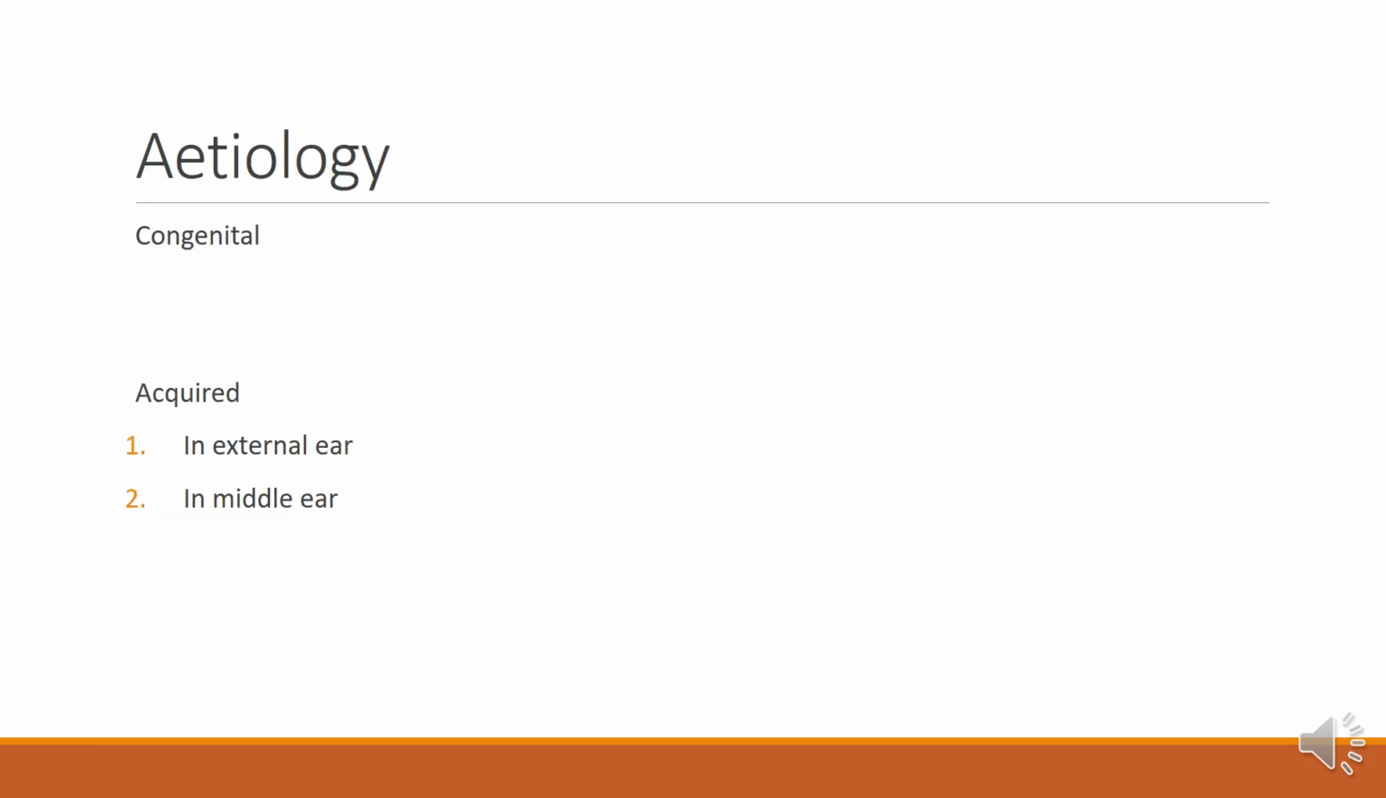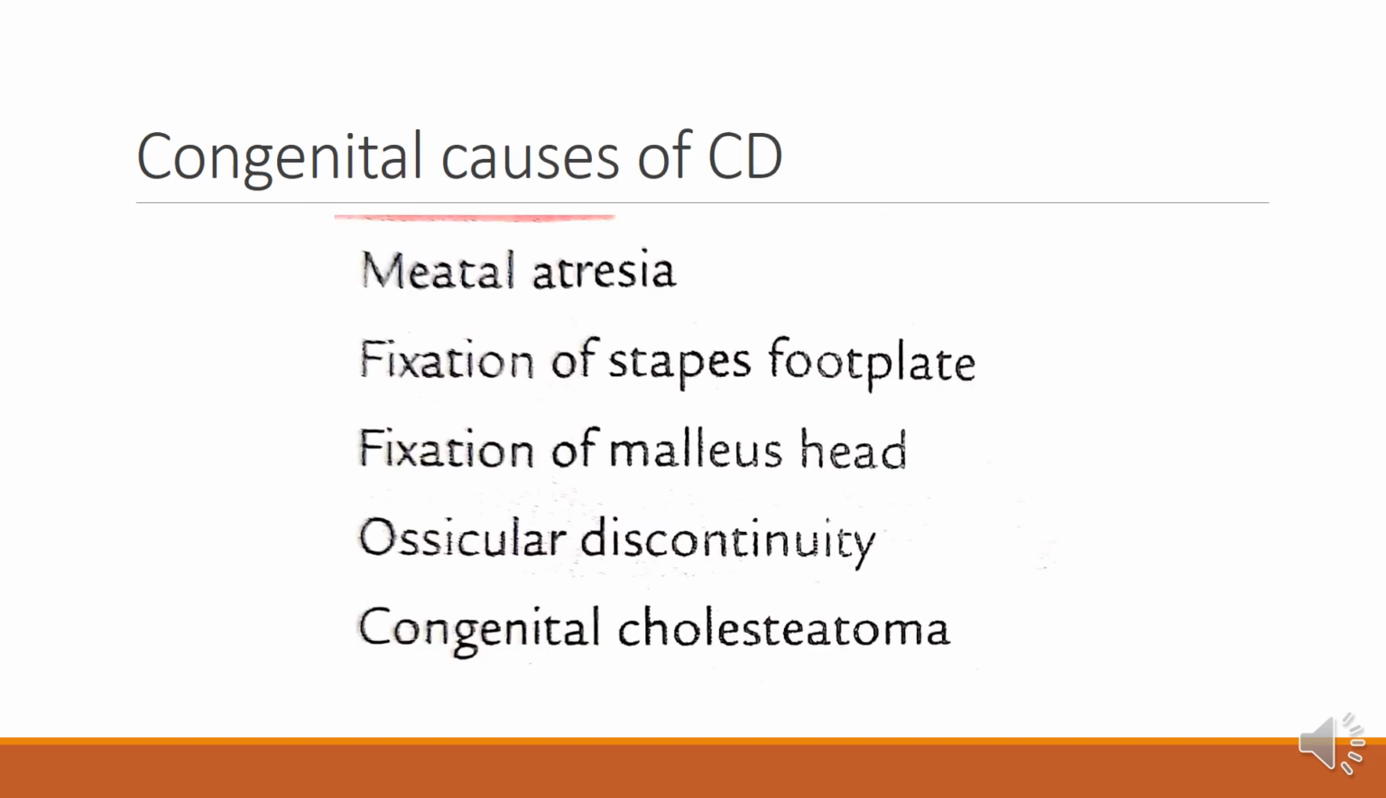Etiology may be congenital or acquired. Acquired cause may lie in the external ear or middle ear. Congenital causes of conductive deafness include meatal atresia, fixation of stapes footplate, fixation of the malleus head, ossicular discontinuity, or congenital cholesteatoma.